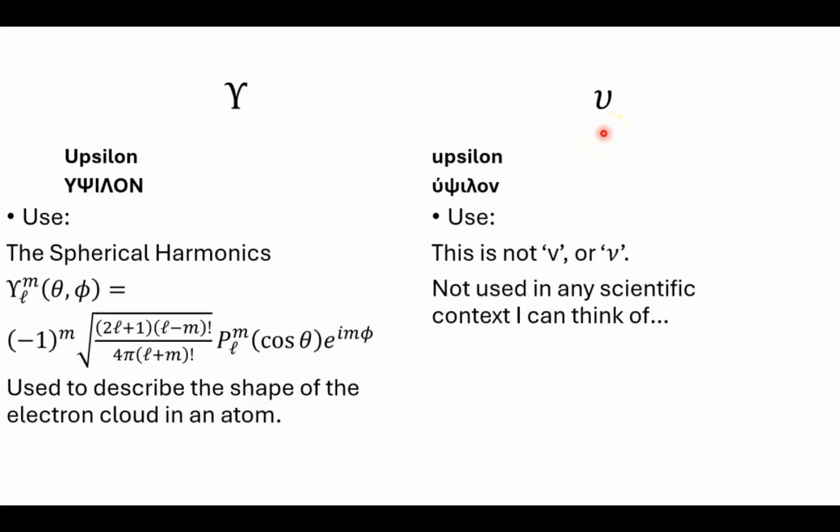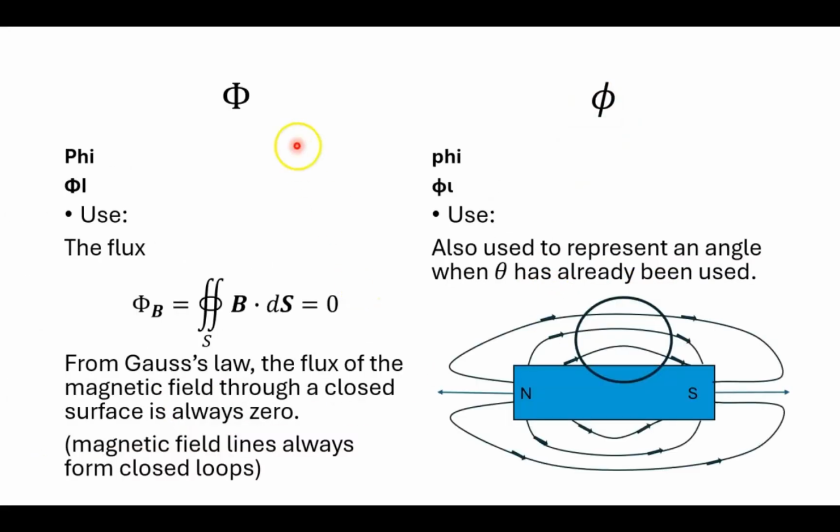The lowercase upsilon, this is not a V or a nu, it's just another Greek letter with a round bottom, and it's not used in any scientific context I can think of. And the next one is phi.